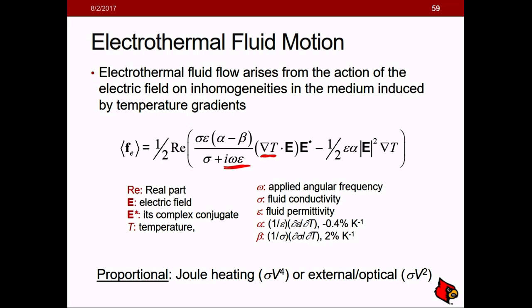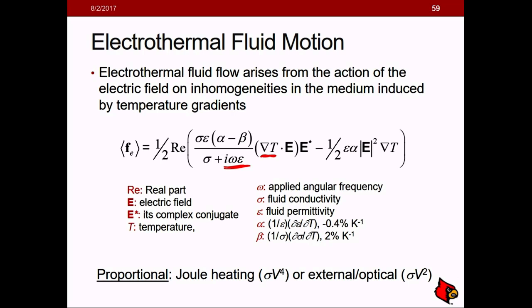And this body force is also proportional to the square of the electric field. So if you're experiencing electrothermal motion from Joule heating, from internal Joule heating, and you double your voltage, you're going to have a significant increase in electrothermal fluid motion. Whether you want that for your system, likely not. You take that into consideration.